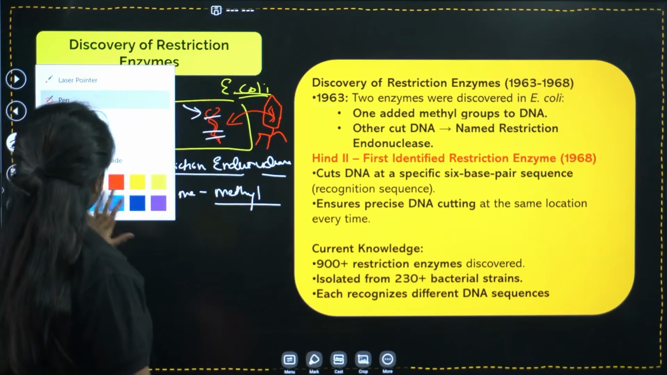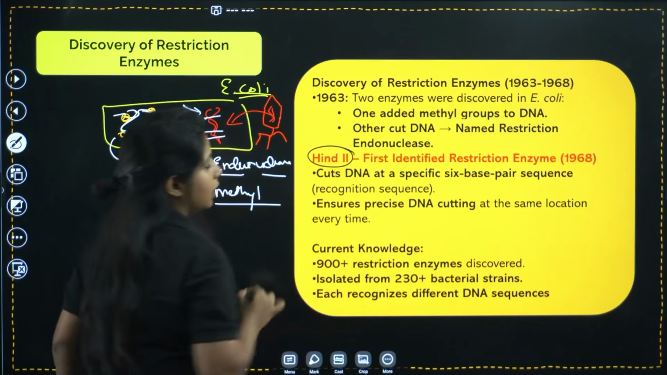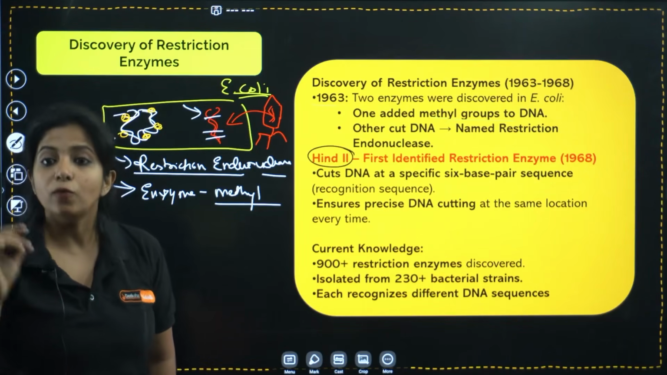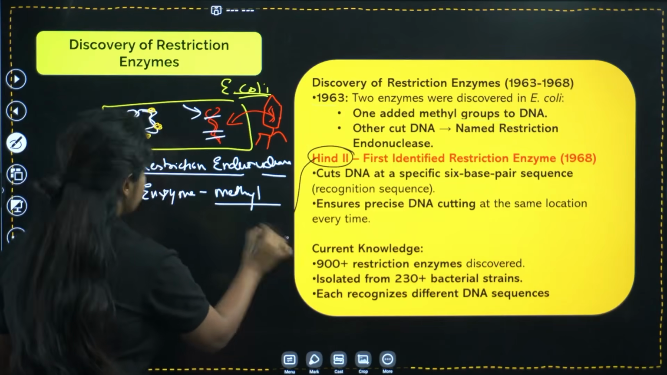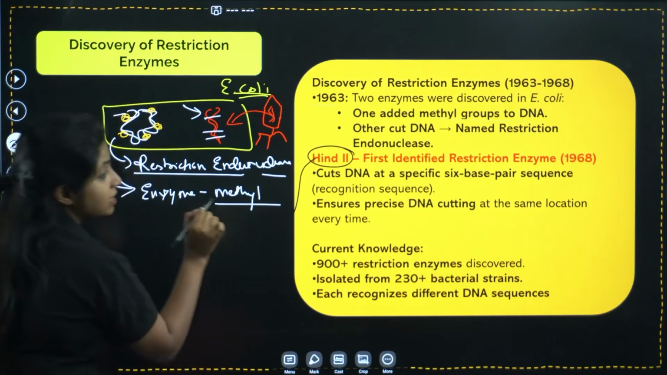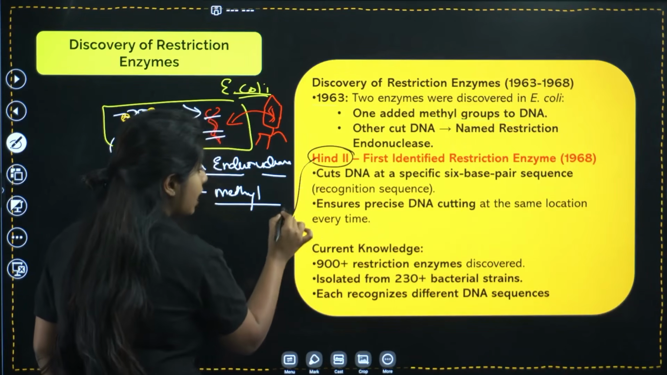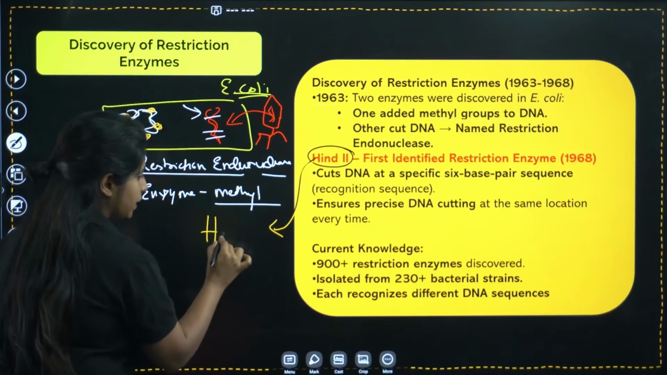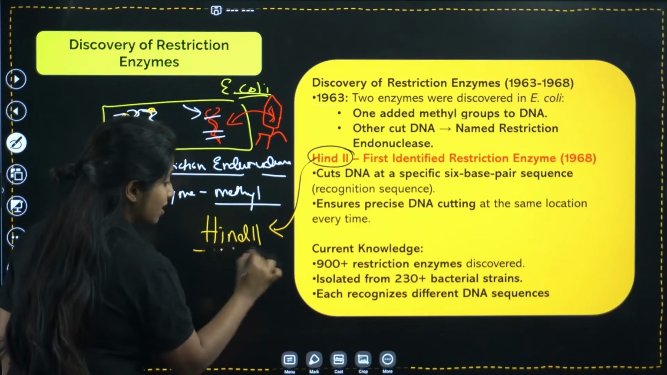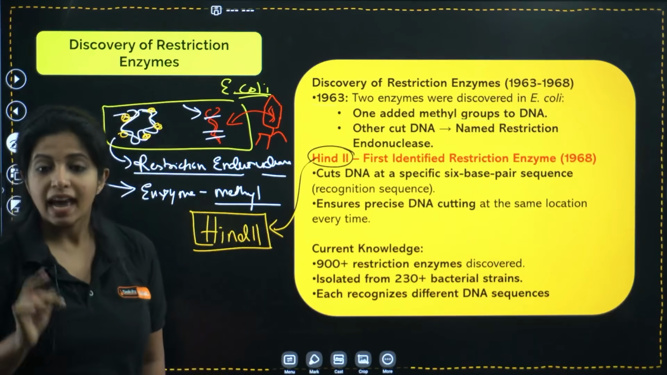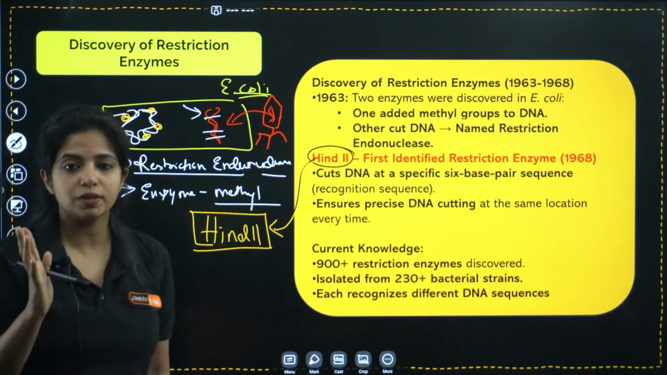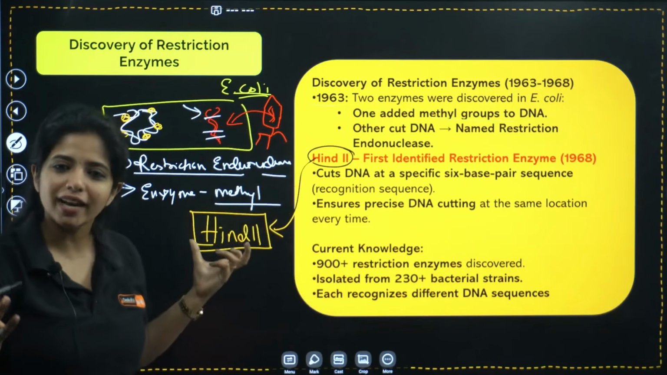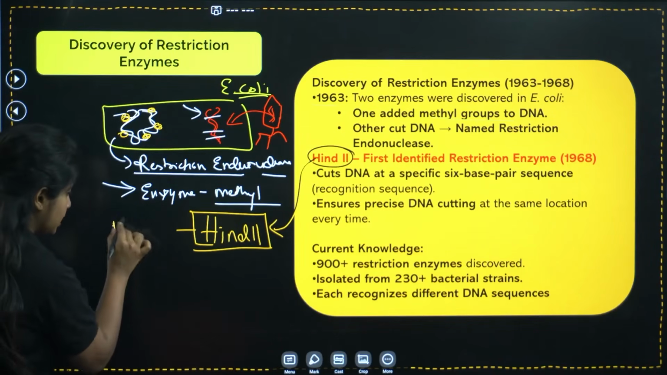Haemophilus influenzae was the organism where for the first time the restriction enzyme was actually isolated and identified as well. It was known as HindII. This is the name of the restriction enzyme. And always remember, a restriction enzyme has a specific region where it will go and make the cut.